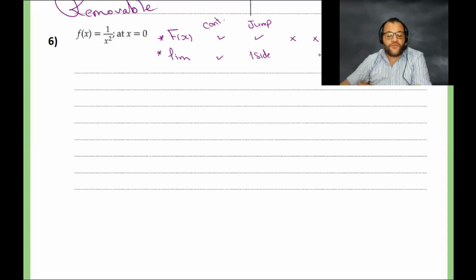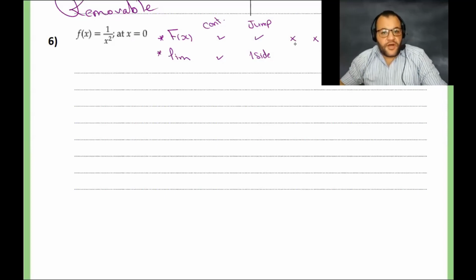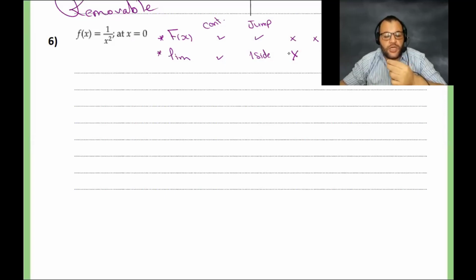What if there is no value of the function and there is no limit? It means after substitution, you find that it's undefined. That's an undefined function, and from the left and from the right, there is no limit. It means there is no value of the function, and there is no limit. It means infinite discontinuity.